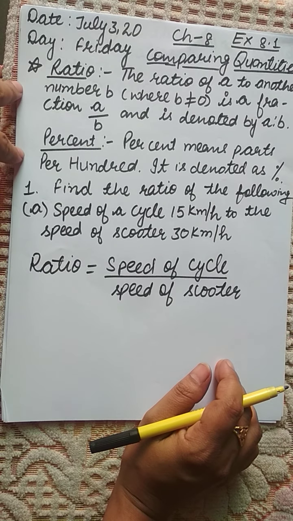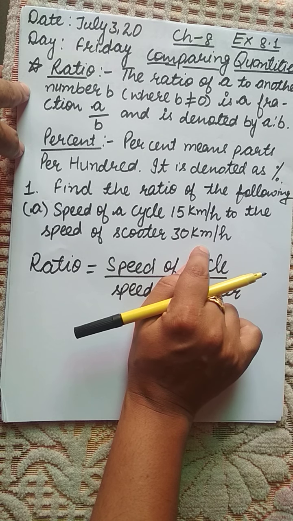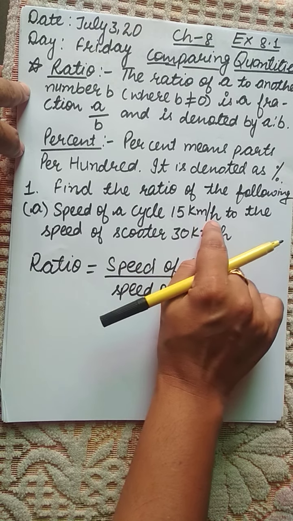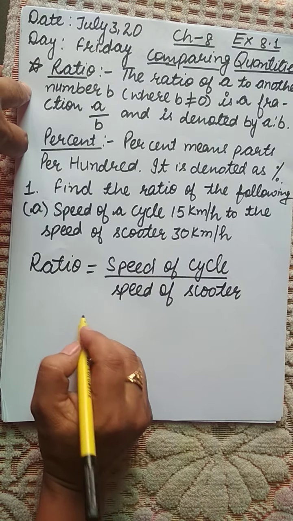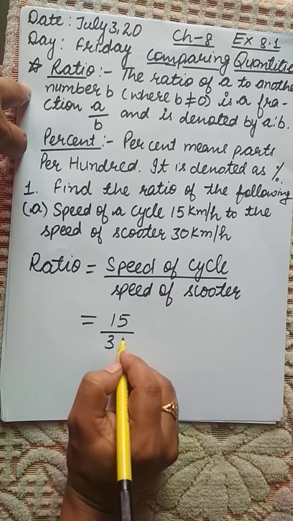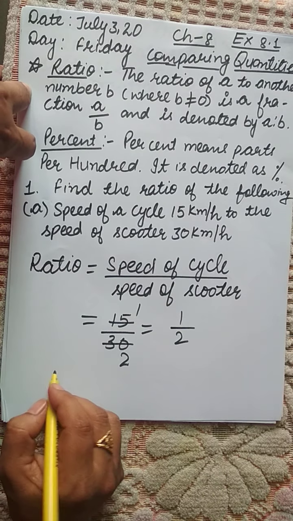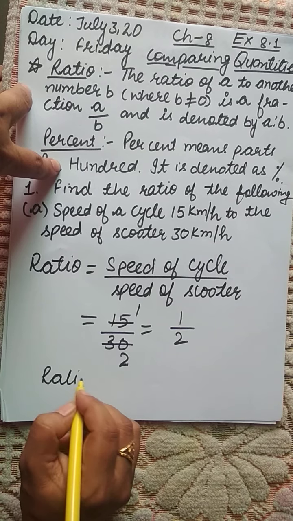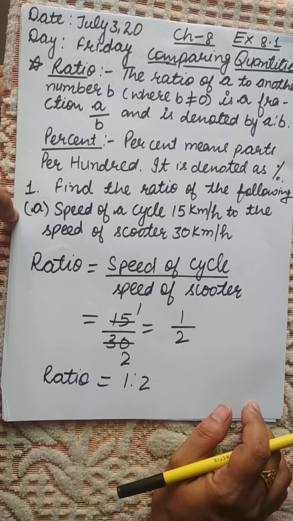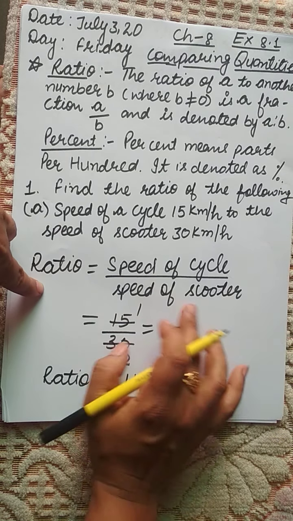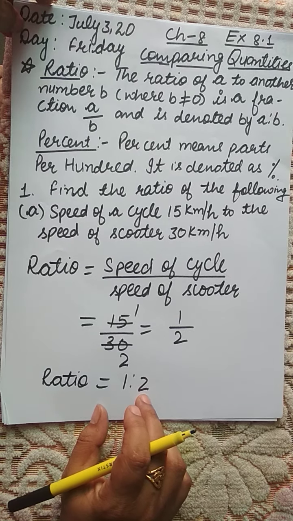The second thing we have to keep in mind is that the units of the two terms should always be the same. As the speed of cycle is 15 km per hour and the speed of scooter is 30 km per hour, both are in the same unit, so we will write here 15 divided by 30. 15 ones are 15, 15 twos are 30, so the answer is 1/2, and we can say that the ratio is equal to 1:2. Whenever we want to find out the ratio of given numbers, we first find the fraction, and after finding the fraction we write it in ratio form.